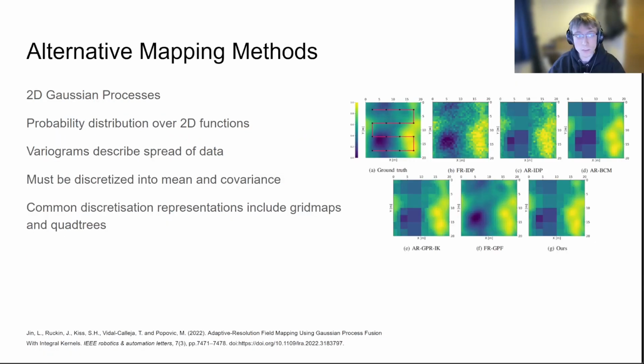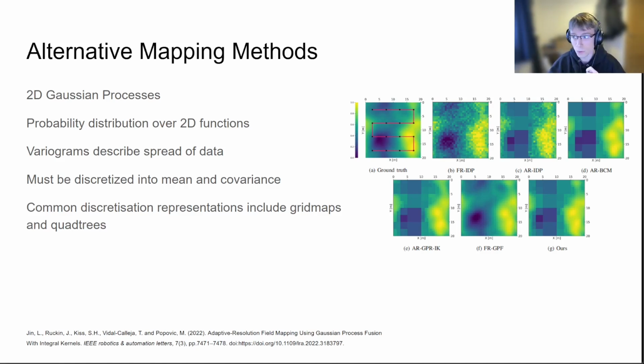So as an alternative to this approach, you could use 2D Gaussian process mapping. A Gaussian process is a probability distribution over a set of functions. In the case of spatial data, it would be 2D functions. How it works is that you use a variogram, which defines the spread of the data, and then you train the GP on samples with a position and a value, the value being the variable that you're trying to map across the field. In this case, it would be weeds. This produces a continuous representation of that variable across an area.